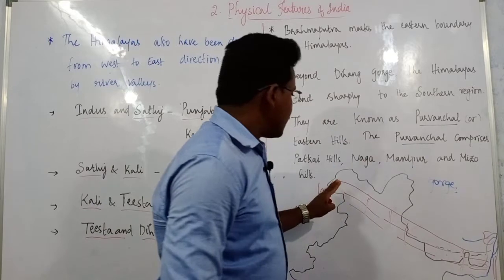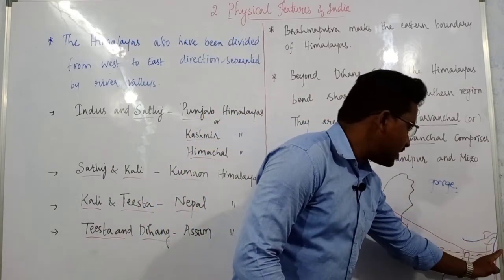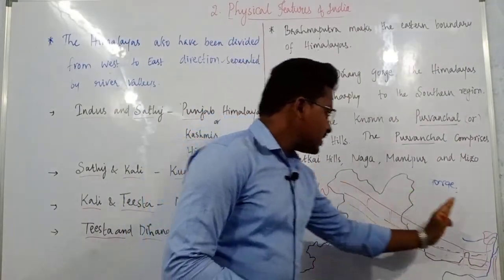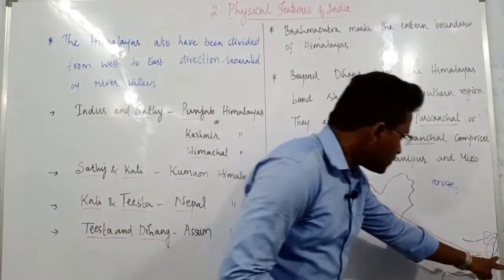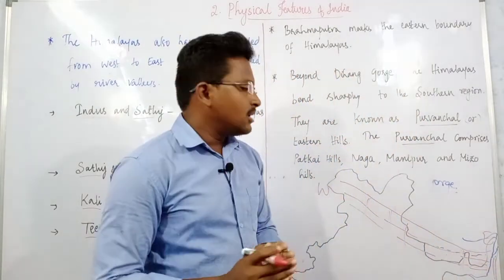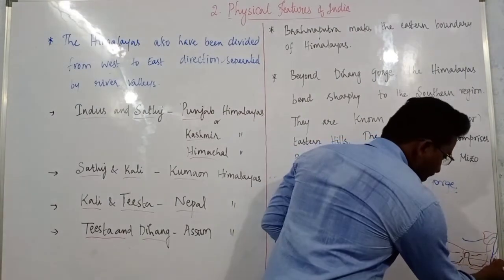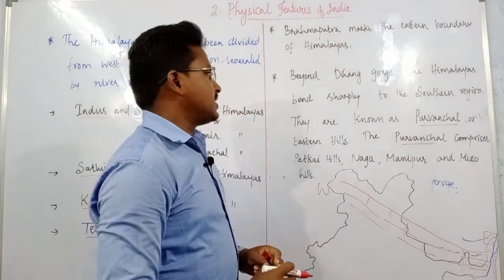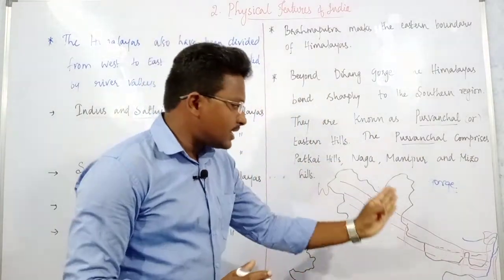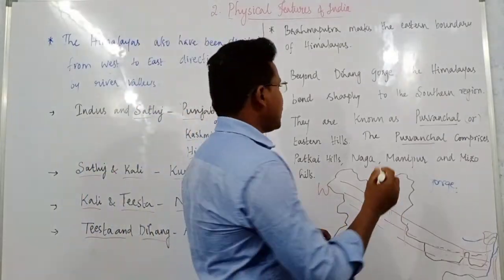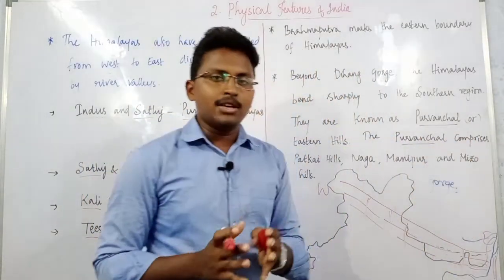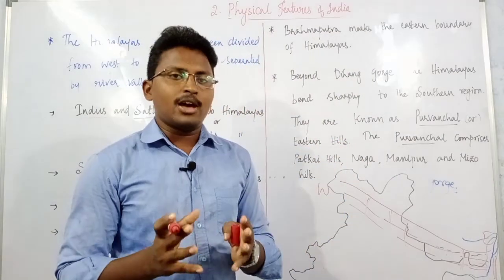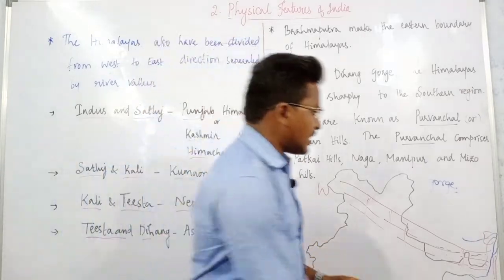So till here, from Kashmir to the river Brahmaputra as well as the Dihang Gorge, the Himalayas are moving from west to eastern direction. But after crossing the Dihang Gorge, the Himalayas are bending towards the southern region. You see here how they are bending, and these Himalayas bending towards the southern region, we call them Purvanchal. Sometimes we may also call them eastern hills or eastern mountains, which are lying in this region.